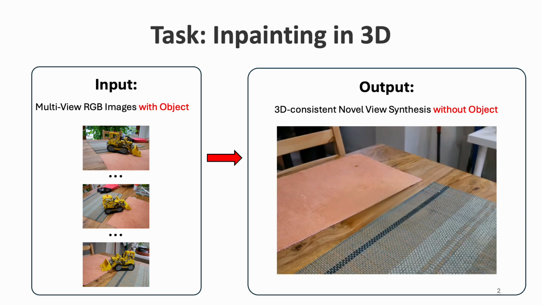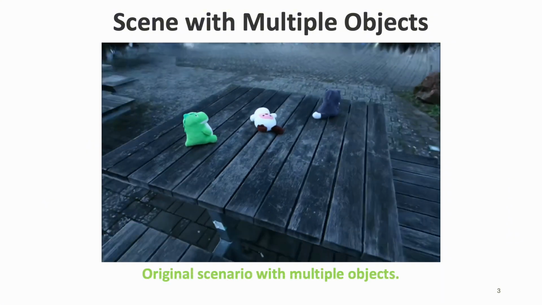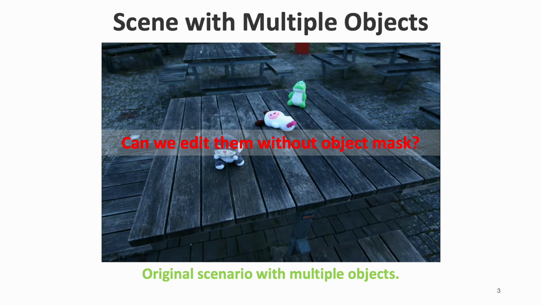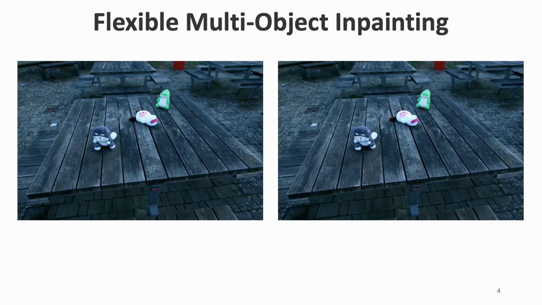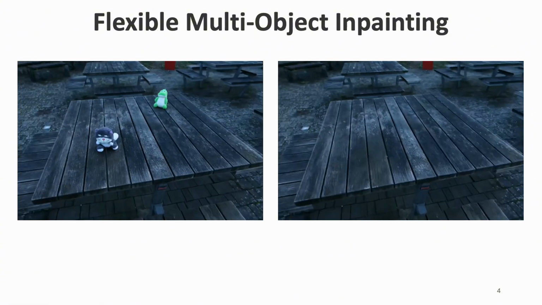Let's look at a motivating example. Here, the scene contains three objects. The question is, can we edit them without manually providing object masks? The answer is yes. With Inpaint360GS, we can flexibly remove objects and then complete the missing regions in a geometry-consistent way.